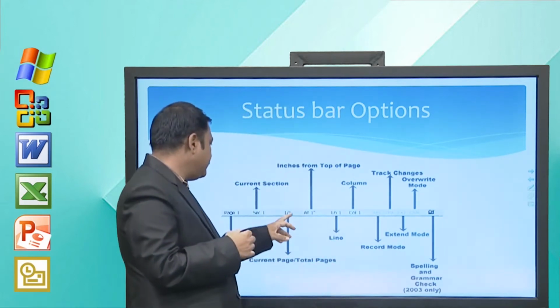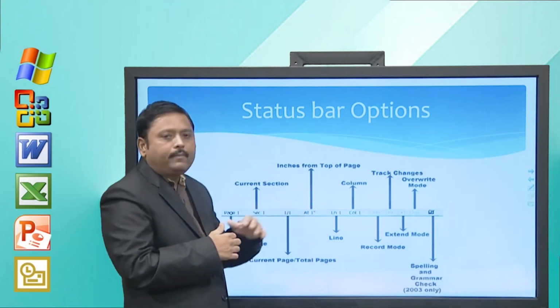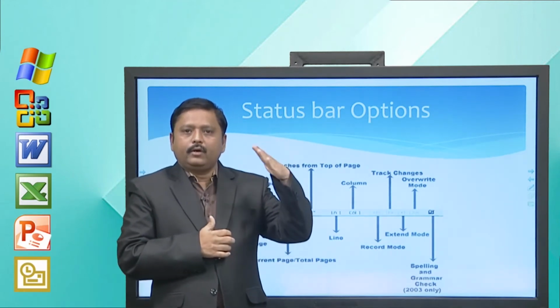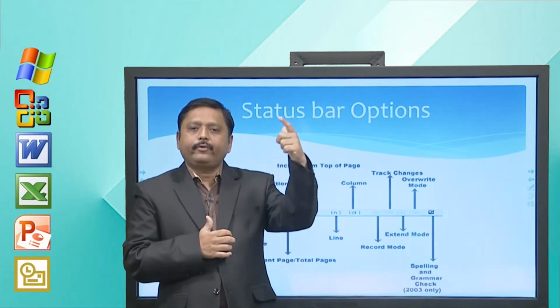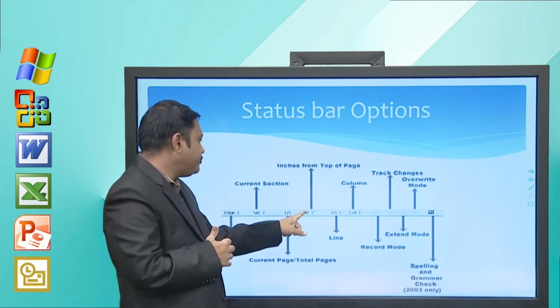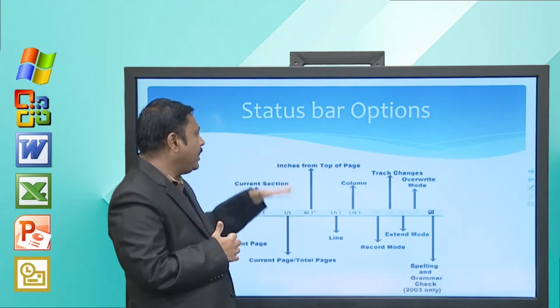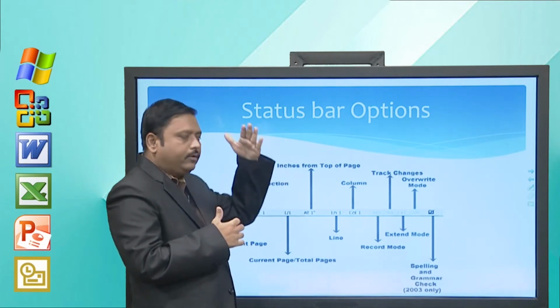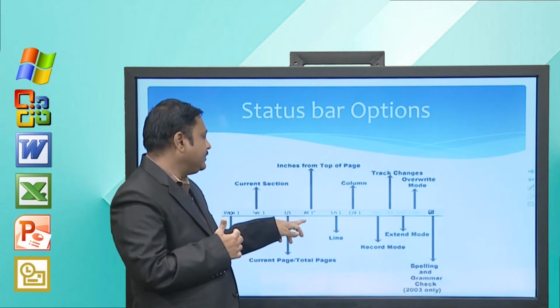The next thing is inches from the top of the page, that is, your text starts 1 inch from the top. So, here it shows 1 inch. From the top, how many inches far you are is shown by this.